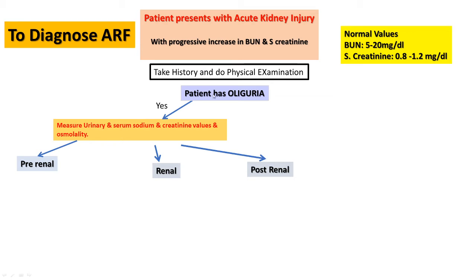In history, you come to know the patient has oliguria. If the patient has oliguria, as I said, it is an important clue that supports the diagnosis of acute renal failure, apart from the increase in your BUN and serum creatinine. So if there is acute oliguria, then you measure urinary and serum sodium, creatinine values and osmolality.